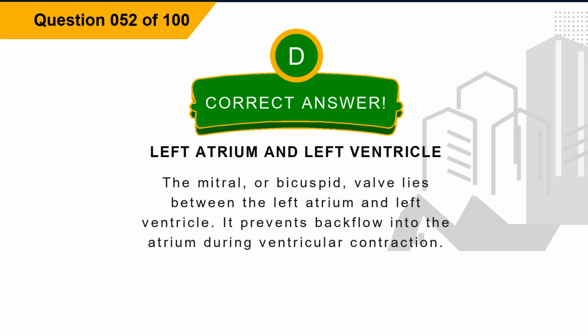The correct answer is option D, left atrium and left ventricle. Explanation: the mitral, or bicuspid, valve lies between the left atrium and left ventricle. It prevents backflow into the atrium during ventricular contraction.